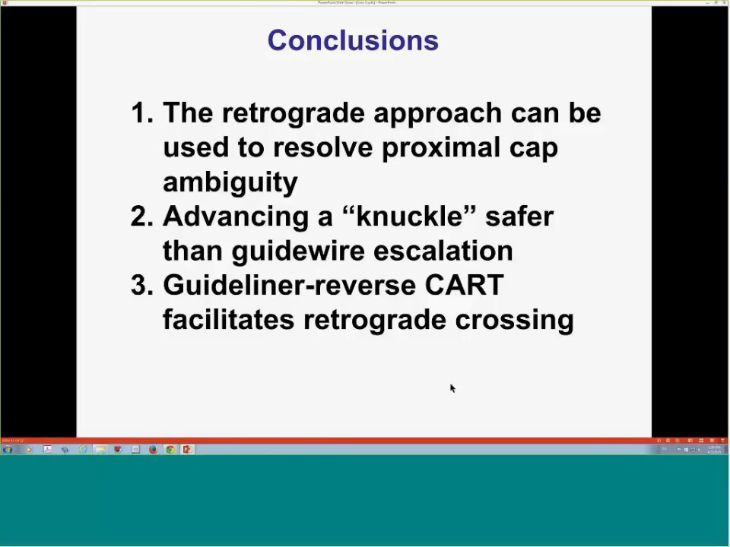And then the last thing is the guideliner reverse CART. I was speaking with Bill Lombardi a few days ago, and they also use the guideliner reverse CART. I would say in the majority of the cases they do, and that has really improved the safety, I think, and the efficiency of getting the retrograde guide wire out there. So I think that's the main things that we have for now.